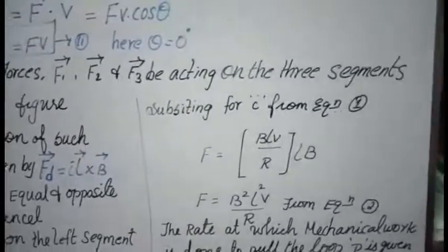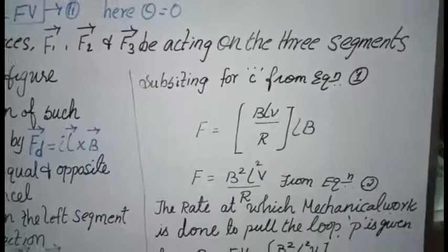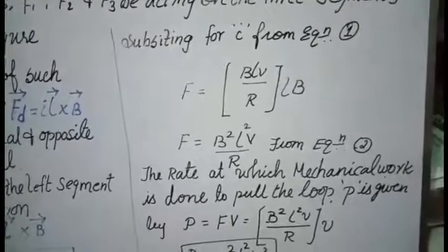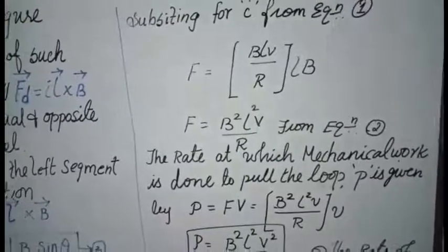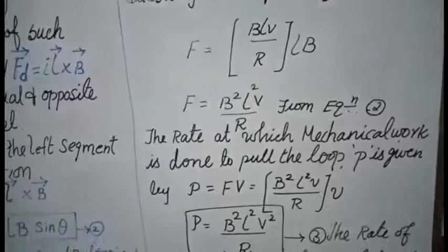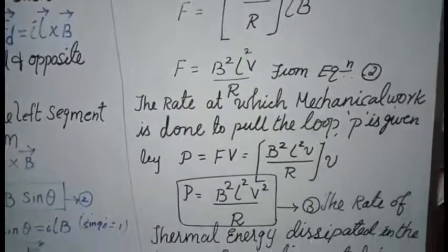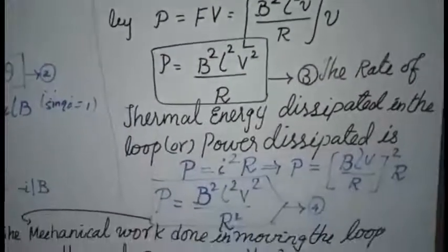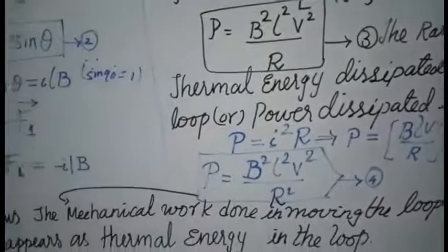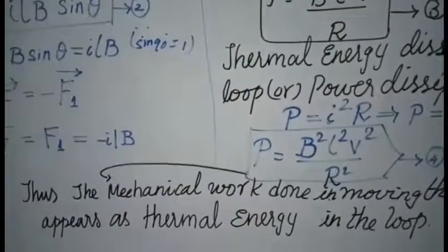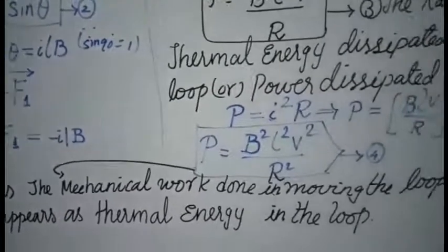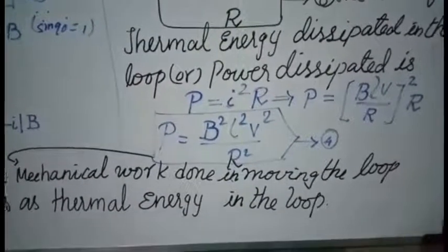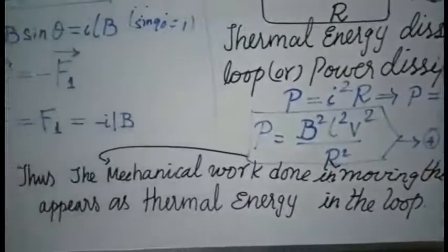Here theta is the angle between B vector and the length vector L vector for the left segment, and it is 90 degrees. F1 is equal to i L B sin 90 is equal to i L B, since sin 90 is equal to 1. The applied force F vector must be equal to the F1 vector in order to just move the loop with a constant velocity V vector. Here F vector is equal to minus of F1 vector, since F1 and F are in opposite directions. Considering only the magnitude, capital F is equal to capital F1, that is equal to i L capital B.